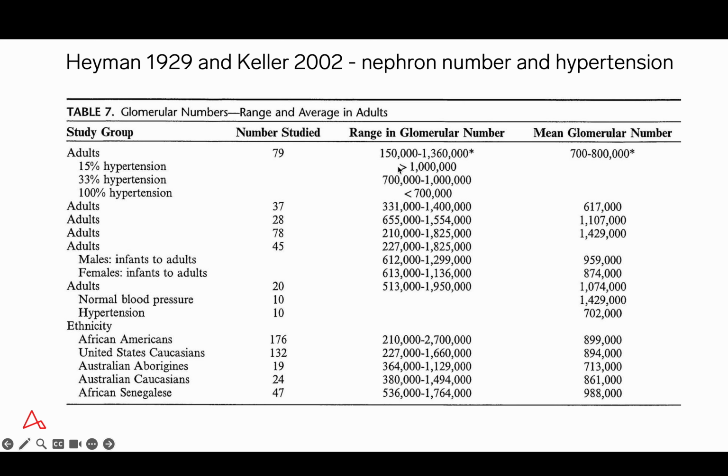Conversely, if you had greater than 1 million nephrons per kidney, only 15% of patients had hypertension. This study was by Keller, published in 2002, and it's one of several other studies that has showed a similar relationship. In the case of Keller's study, hypertensive patients had a mean glomerular number of 702,000, whereas normotensive patients had a nephron number of 1.429 million. So a marked difference in nephron number.